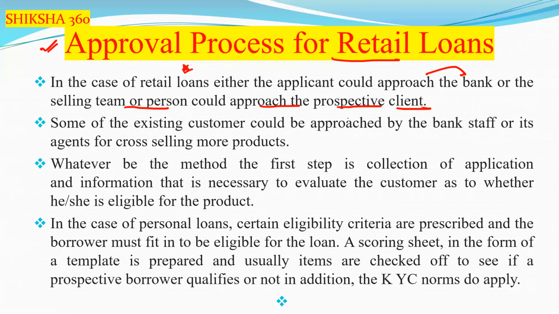Some existing customers could be approached by the bank staff or its agent for cross selling more products. For example, if a person has taken a housing loan from us, and we know that person is a government teacher, and he also inquires at other banks for a vehicle loan, we will approach him and say that since your housing loan is already with us, you can take the vehicle loan from us also. We will provide some opportunities, like a concessional rate of interest.